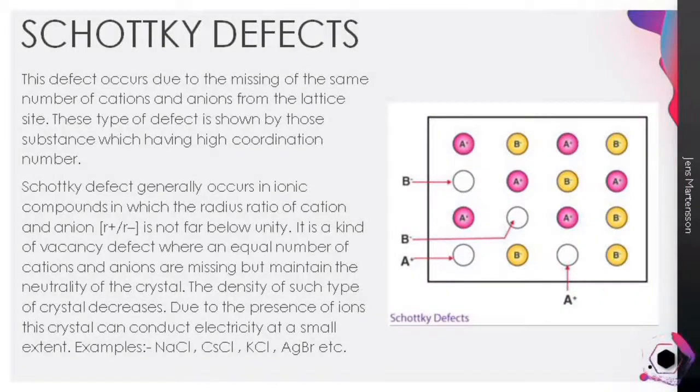Schottky defects. This defect occurs due to the missing of the same number of cations and anions from the lattice site. This type of defect is shown by those substances which have high coordination number. Schottky defect generally occurs in ionic compounds in which the radius ratio of cation and anion, R plus by R minus, is not far below unity. It is a kind of vacancy defect where an equal number of cations and anions are missing but maintain the neutrality of the crystal. The density of such type of crystal decreases due to the presence of vacancies. This crystal can conduct electricity to a small extent.